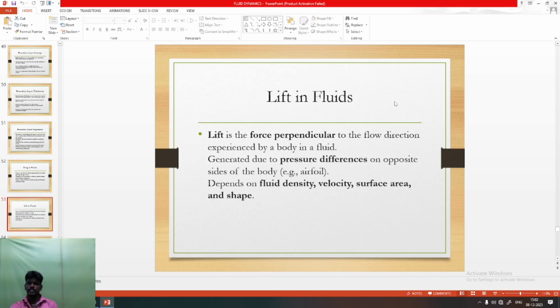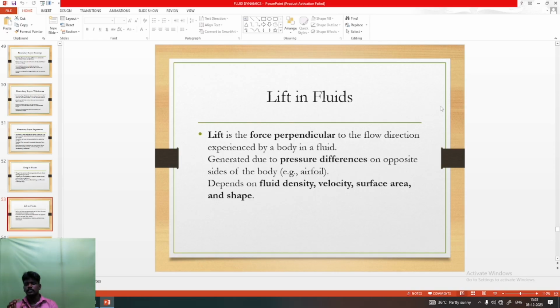Lift in fluids. Lift is the force perpendicular to the flow direction experienced by a body in a fluid, whether liquid or air. It is generated due to the pressure difference on opposite sides of the body. For example, an airfoil: the upper curvature generates a low pressure because the airflow moves faster than on the lower surface. Due to the pressure difference, lift is generated.